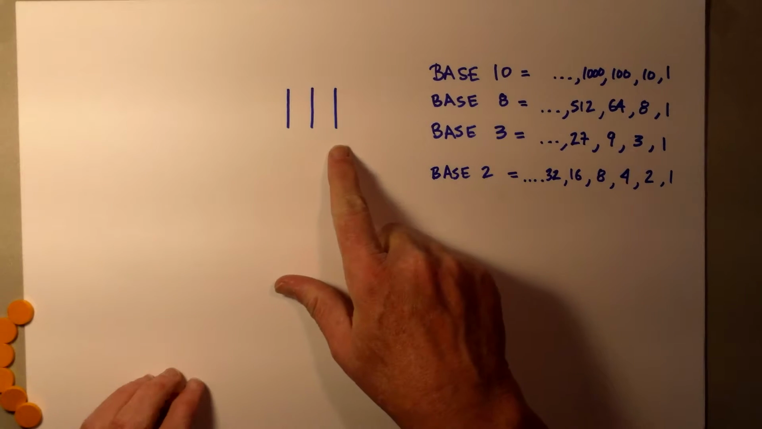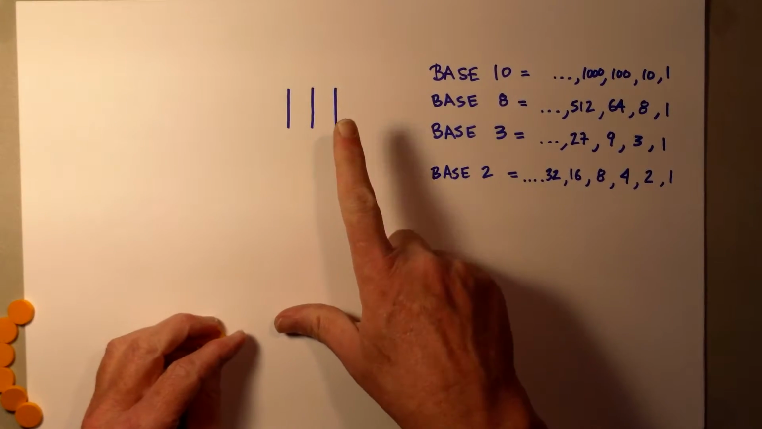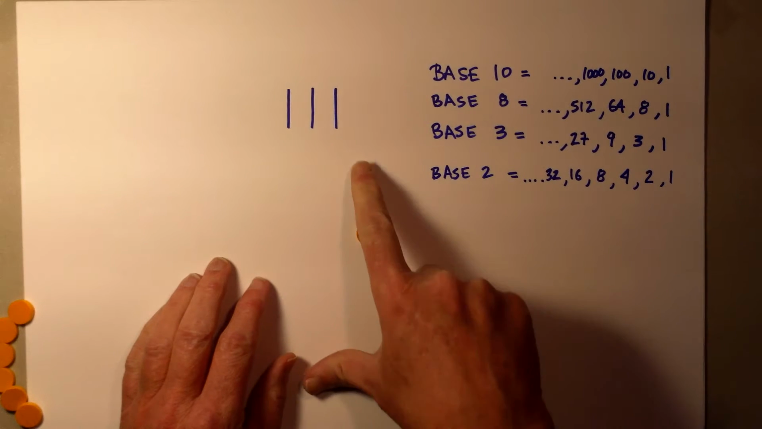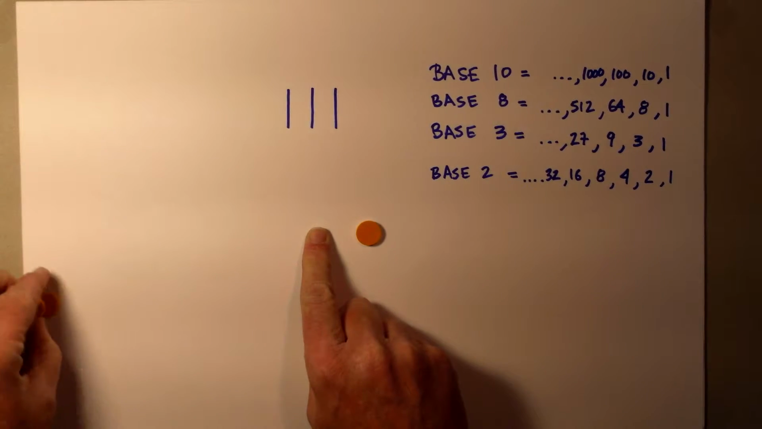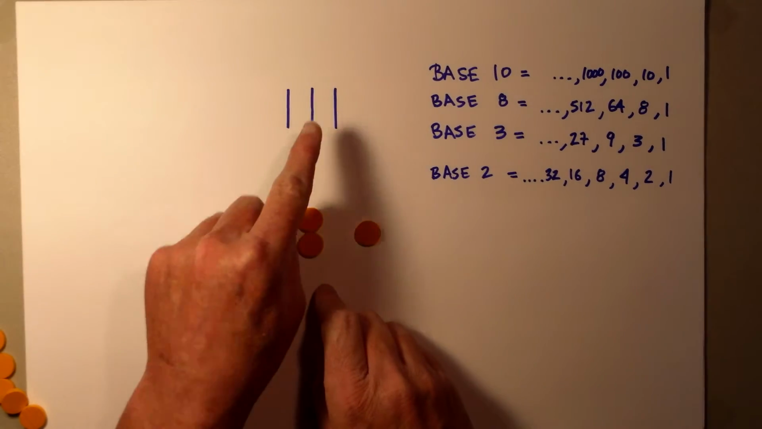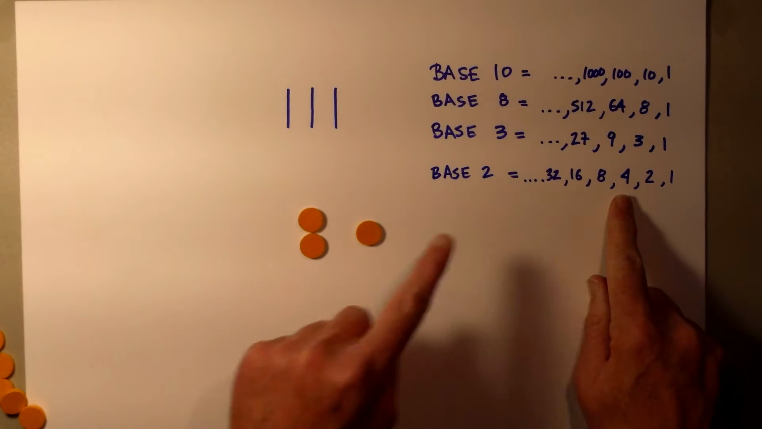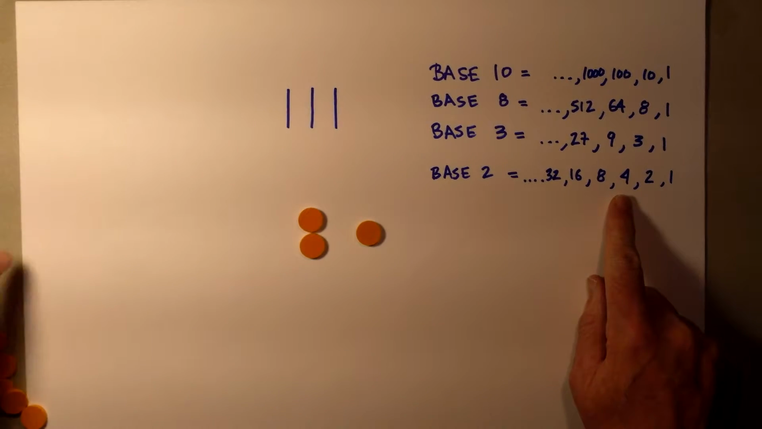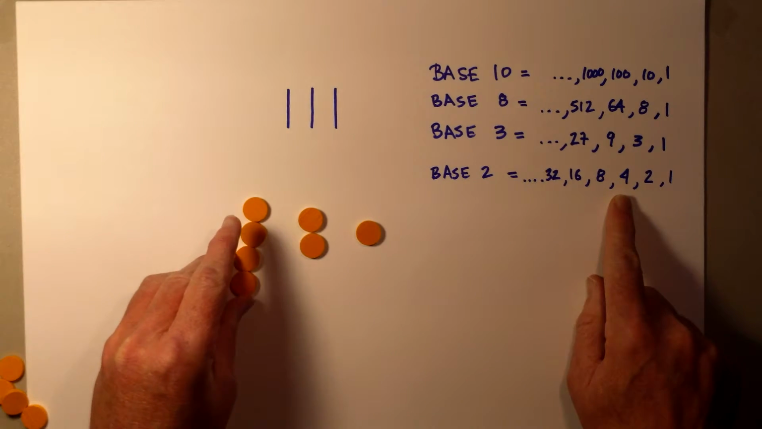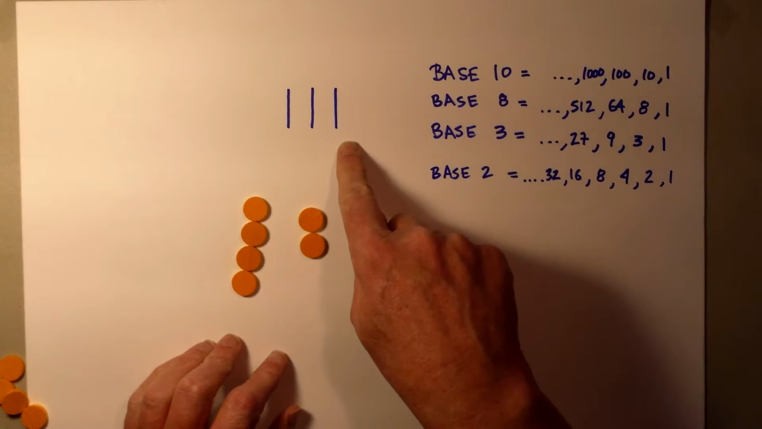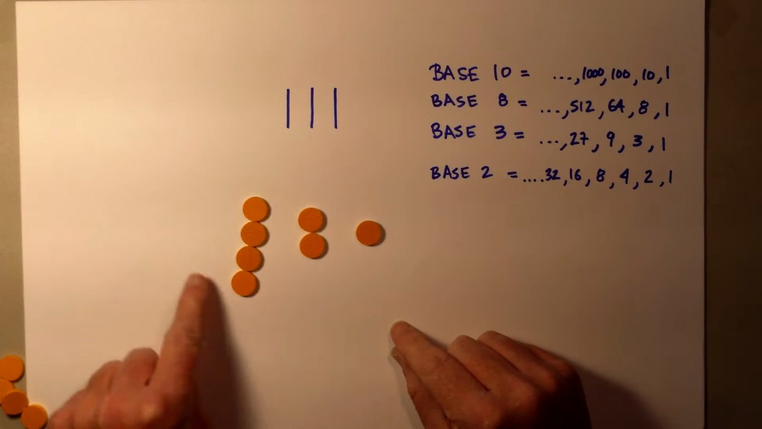Okay, so the number 111 in binary would mean that this 1 represents how many 1s we have. Okay, I have 1 1. This 1 represents how many 2s I have. So I have 1 2. This number represents the number of 4s I have. So I have 1 4. There you go. So the number 111 in binary represents 7 items.